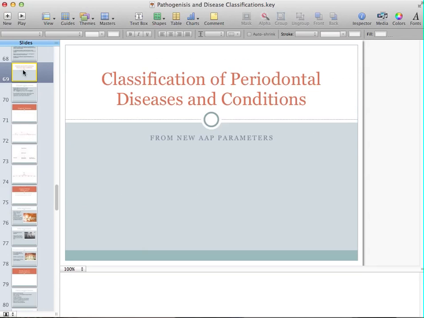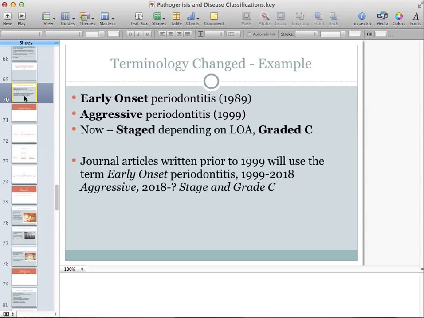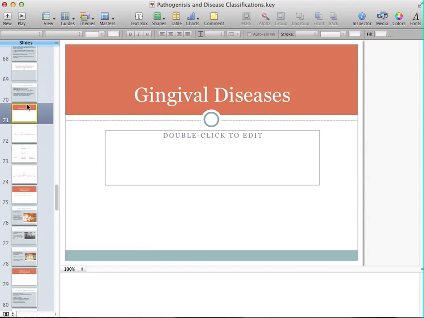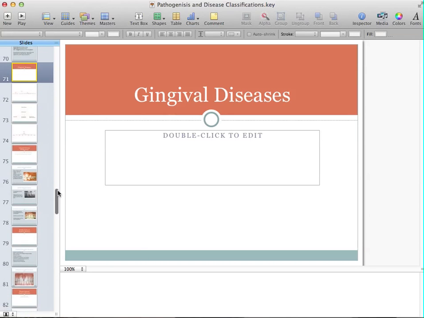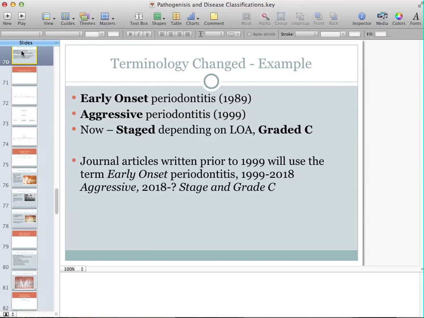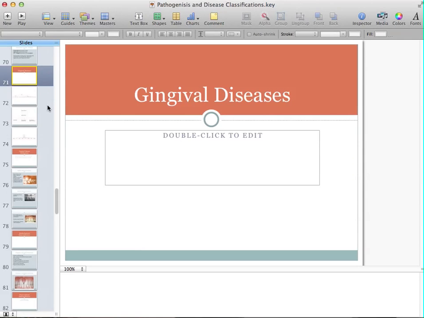Classification of periodontal diseases and conditions. Okay, so it used to be called early onset perio and aggressive perio. Now it's being called graded. The perio disease is being graded, okay? So that's the only difference. Instead of going from early onset to aggressive perio, it's now grade A, B, and C.